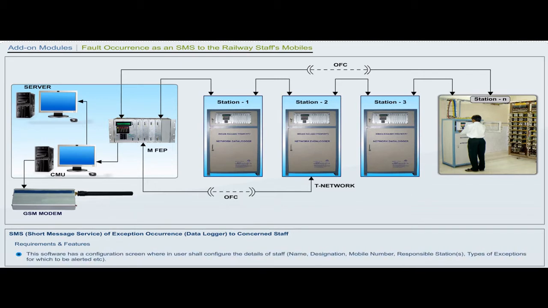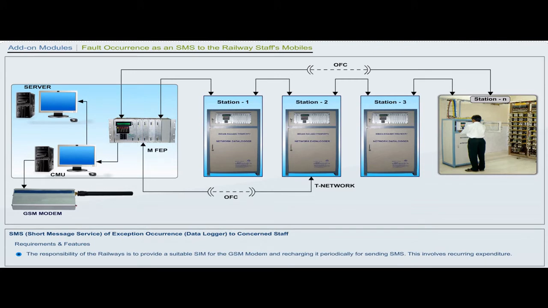This software has a configuration screen wherein the user shall configure the details of staff: name, designation, mobile number, responsible station, types of exception for which to be alerted, etc. The above information needs to be configured for each and every fault for all stations in the network, with the details of the corresponding staff who need to be alerted.